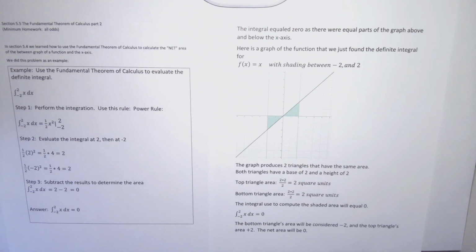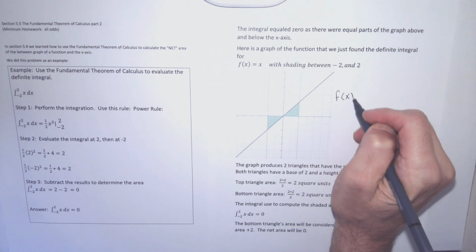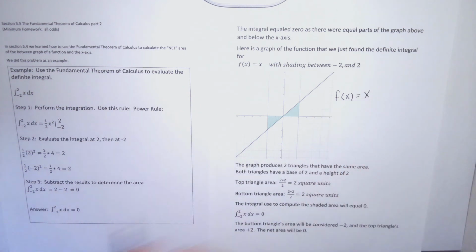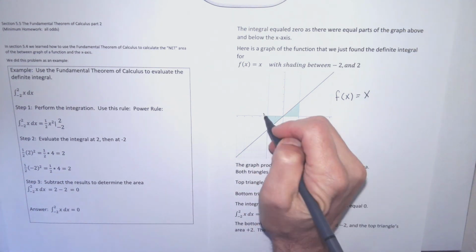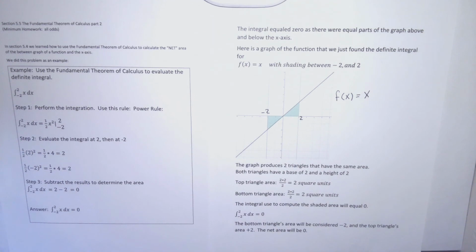In section 5.5, it's kind of just a continuation of 5.4 with the definite integral. I have up on the screen now the example that I started off section 5.4 with. This graph right here is the function f of x equals x, and I shaded between x equal to -2 and x equal to +2.